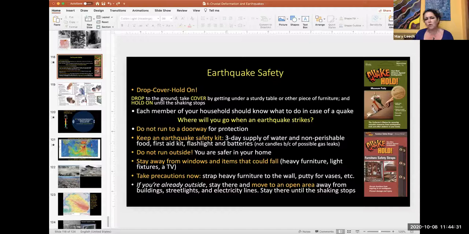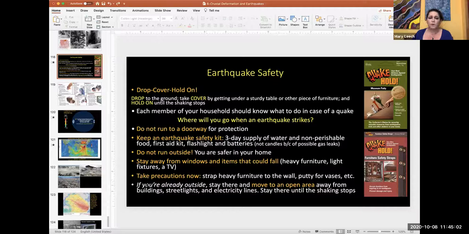Don't go to a doorway for protection. That's not advised anymore. Have maybe a safety kit, a first aid kit, a 3-day supply of water and other non-perishable food, canned food. Don't light candles unless you know there's no gas leak. Have a flashlight and battery handy. Don't run outside. You're safer inside.